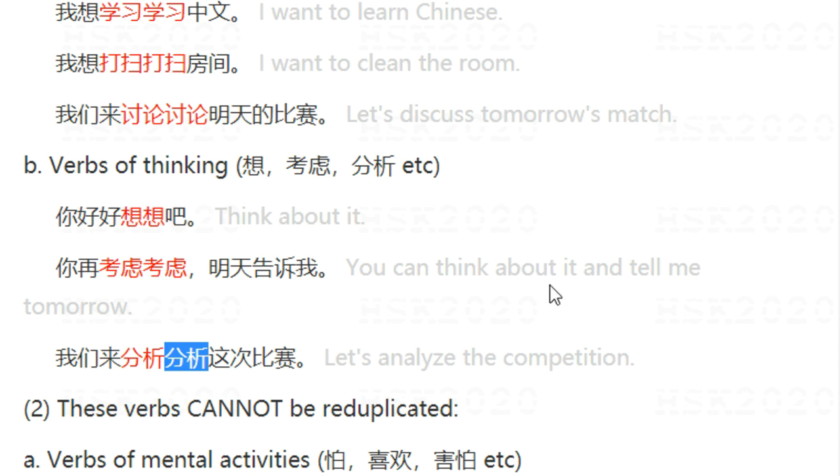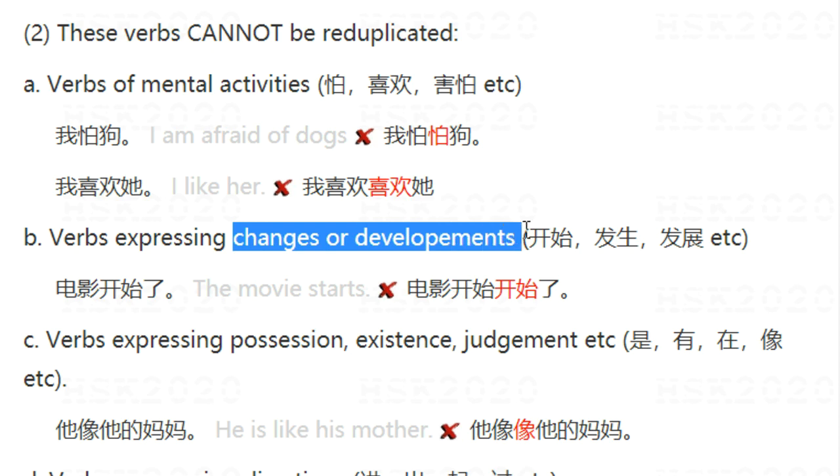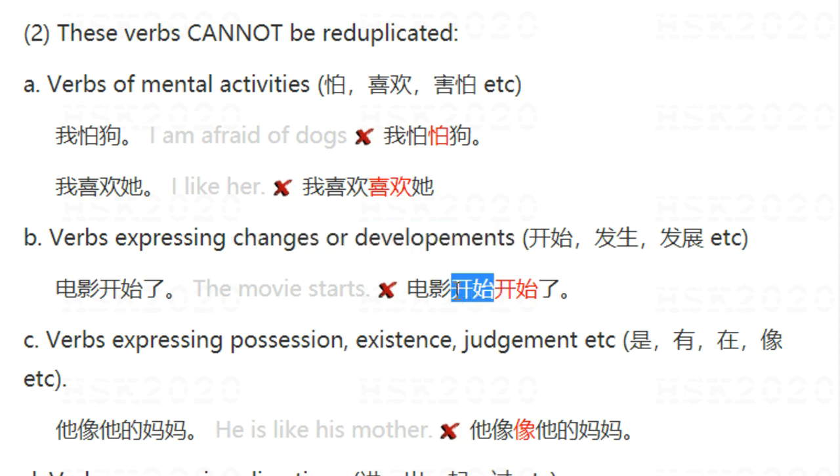Also, some verbs cannot be reduplicated. For example, the first category, mental activities such as 怕 afraid, 喜欢 like, 害怕, etc. 我怕狗。You cannot say 我怕怕狗。我喜欢他。Don't say 我喜欢喜欢他。No need to repeat that. The second category is verbs expressing changes or developments, such as 开始、发生、发展. 电影开始了, the movie starts. Don't say 电影开始开始了, no need to do that.